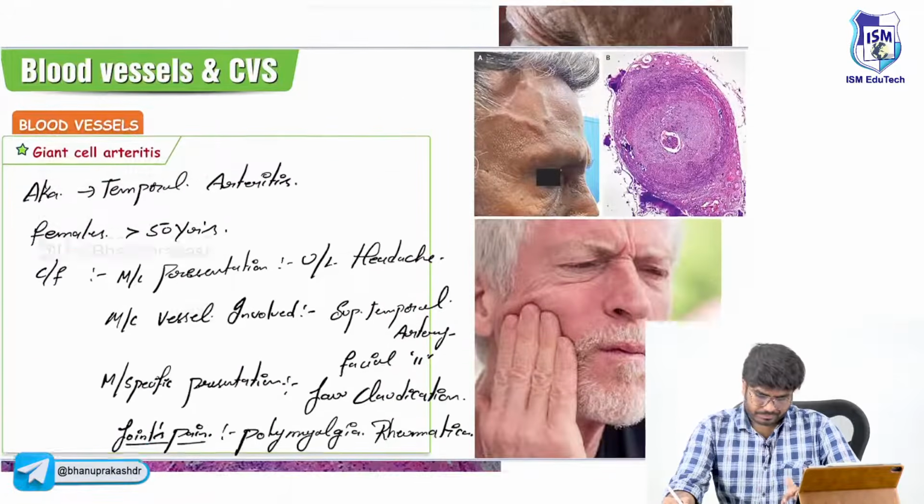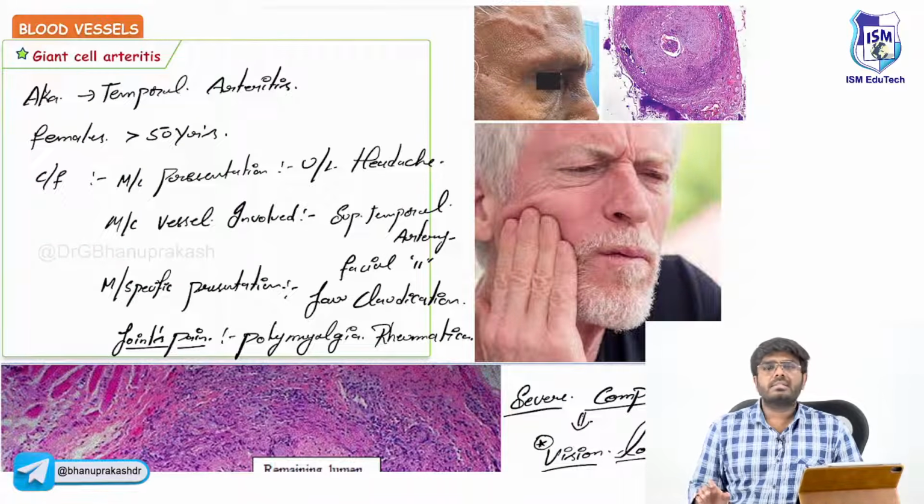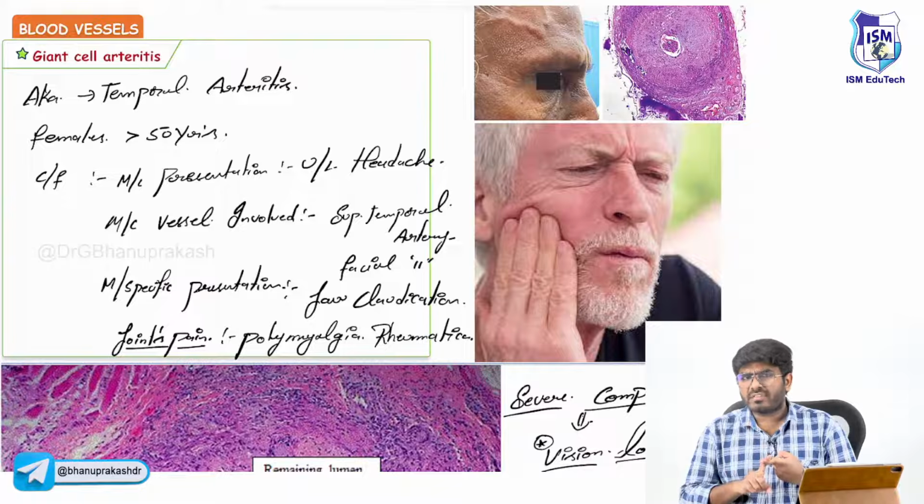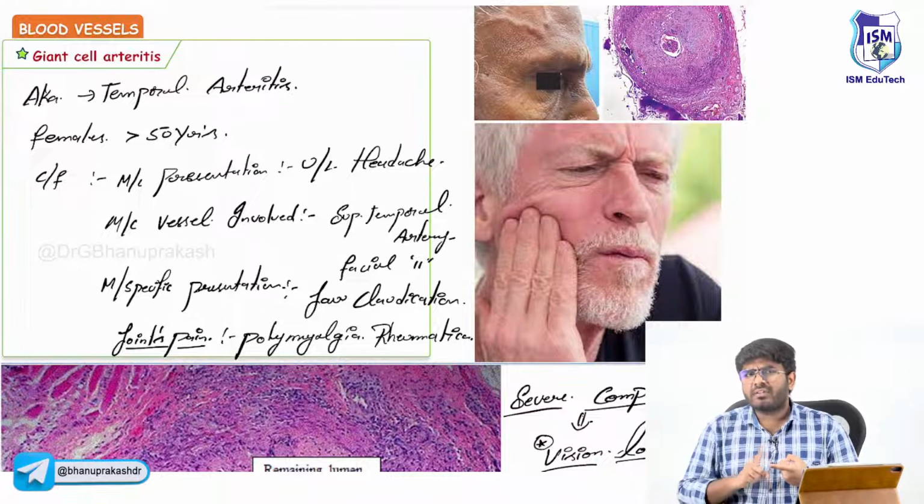Okay. So now tell me important points about giant cell arteritis. Is it small vessel vasculitis or large vessel vasculitis? It's a large vessel vasculitis. Is it seen in males or females? Mainly seen in females of the elderly age group, more than 50 years. What is the most common blood vessel involved?